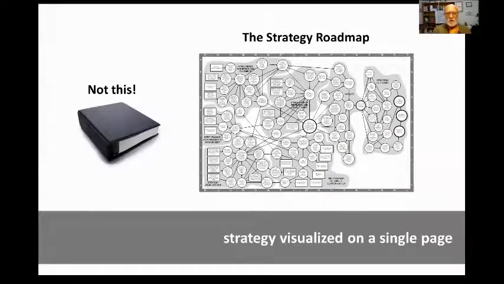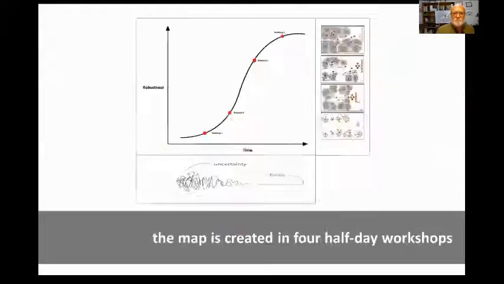So it's not a binder or a series of binders like it used to be in days gone by. It's in fact a strategy roadmap, which is a single strategy that's visualized on a single page. And it has everything that's necessary to actually deliver on the strategic goal, and more importantly, the impacts and outcomes that you're looking for in the broader system. It's done over a series of 4 half-day workshops. It's not a lot of time required. It typically takes about 3 months to do.